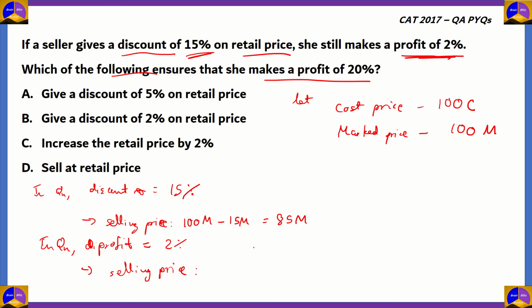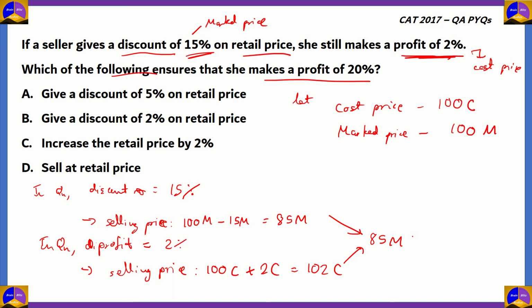However, if the seller, after giving a discount, still makes a profit of 2%, then that profit, so this is on the marked price, while the profit of 2% is on the cost price. Now the cost price is 100C, and she makes 2% profit, so that'll be 2C. So the selling price will also be equal to 102C. So from both equations, we now know that 85M is the same as 102C.